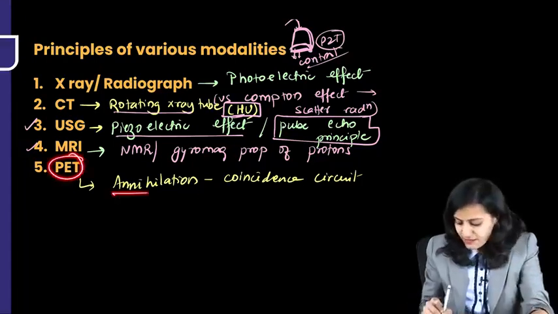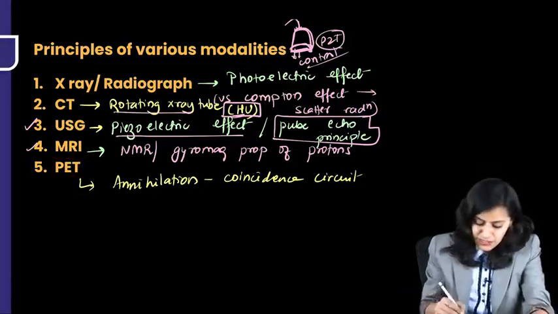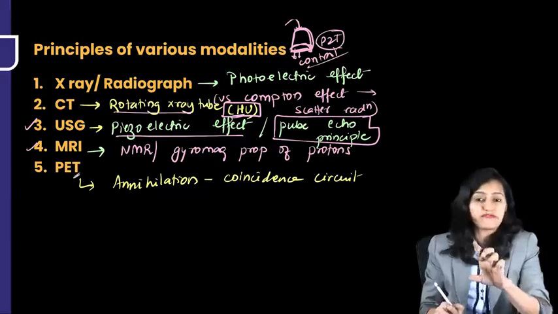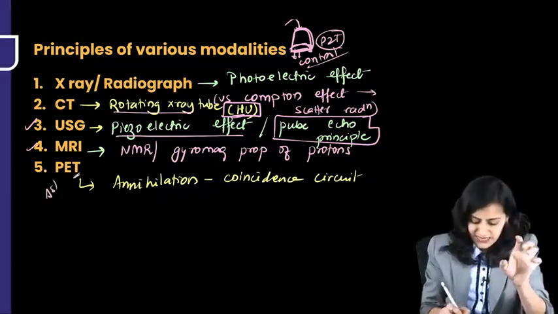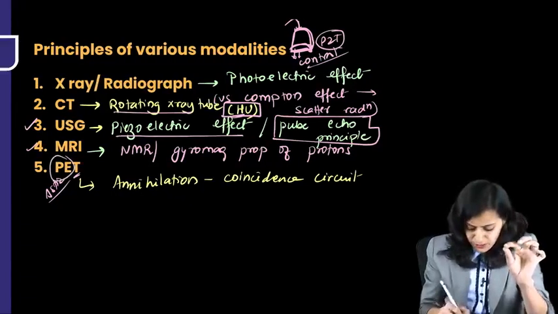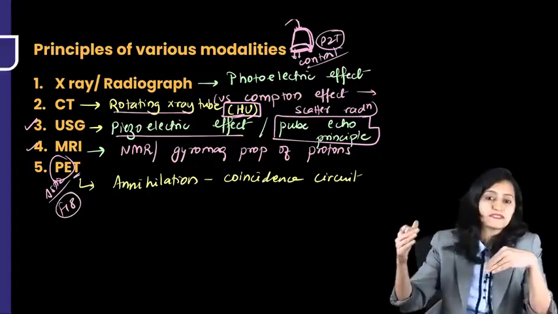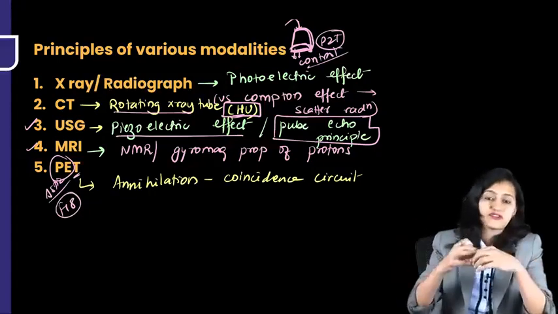PET, the principle of PET is annihilation coincidence circuit, a previously asked question. So remember this term. So in PET, which is positron emission tomography, not therapy, it's a diagnostic scan. It's not a therapeutic procedure. So we have a positron emitter, which is the positron emitter most commonly used, F18.